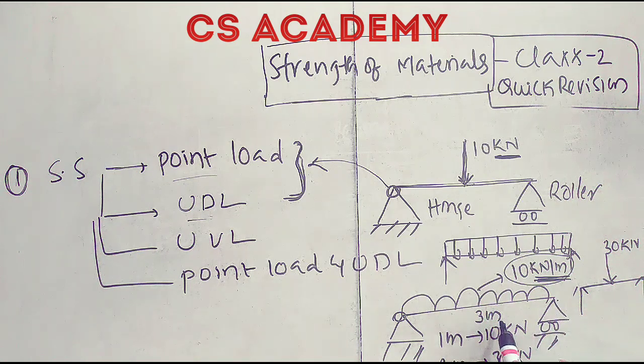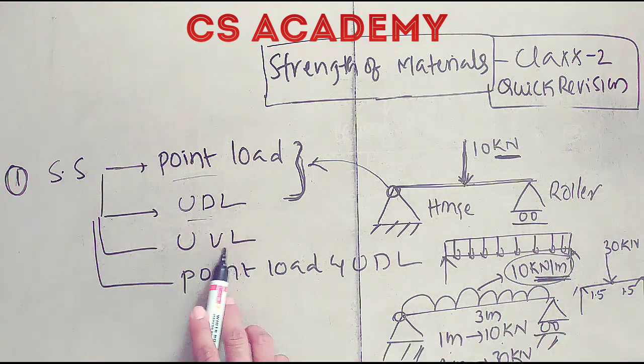Suppose this is 3 meters: for 1 meter it will be 10 kilonewtons, for 3 meters it will be 30 kilonewtons. But how do you represent these 30 kilonewtons over 3 meters? It is exactly at the center, that means 1.5 meters on this side and 1.5 meters on the other side. Exactly you have to represent it like this.